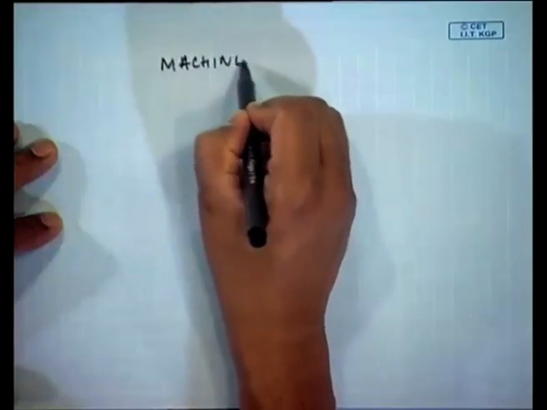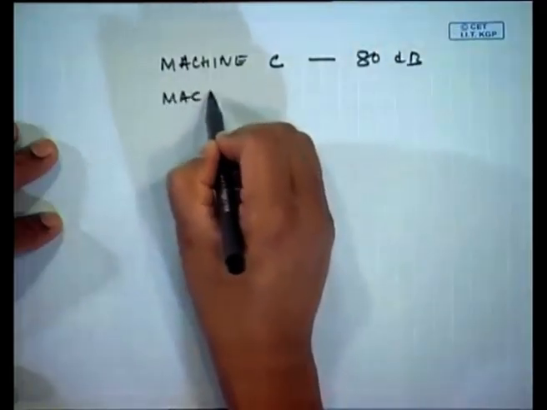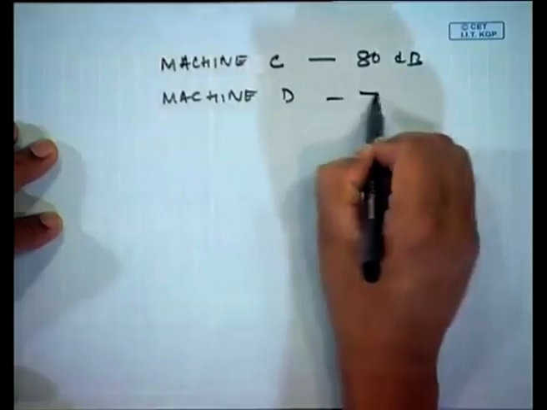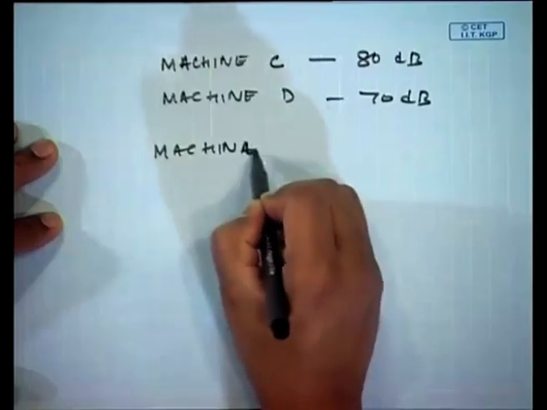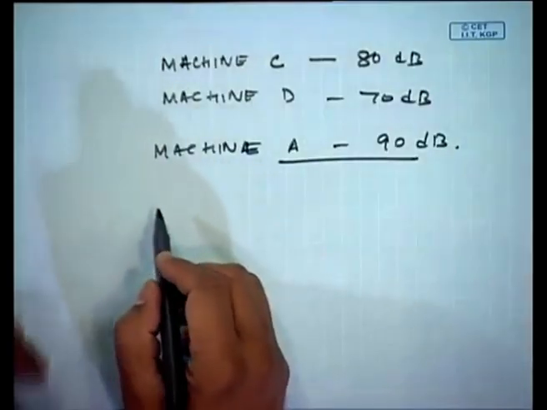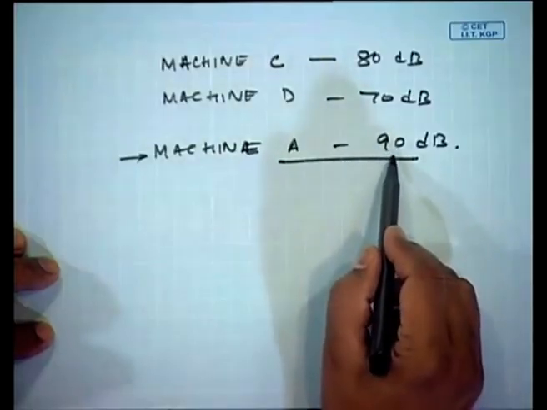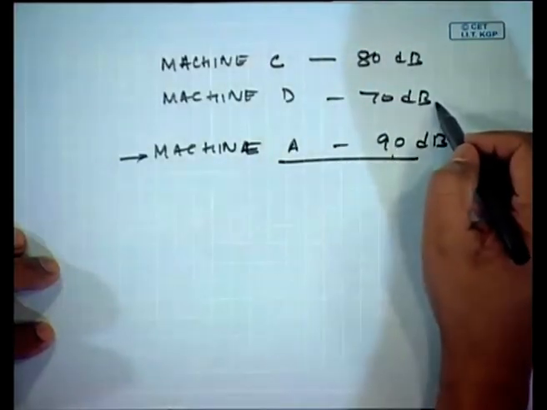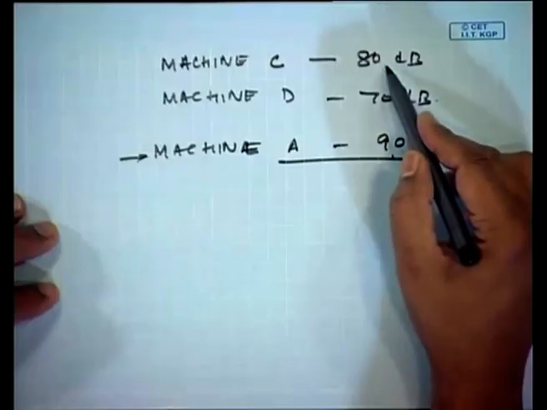Now, you would have seen from this logarithmic scale, if machine C generated 80 decibel, machine D generated 70 decibel, and machine A generated 90 decibel, the presence of machine A is so loud, that is 90 decibel, that the presence of 70 would only raise it by some small fraction above 90, same as for 80 decibels.